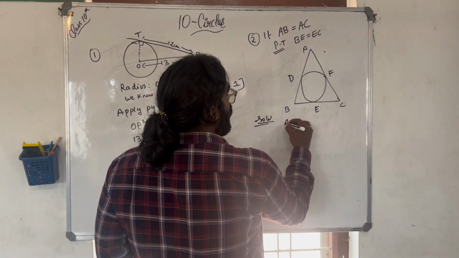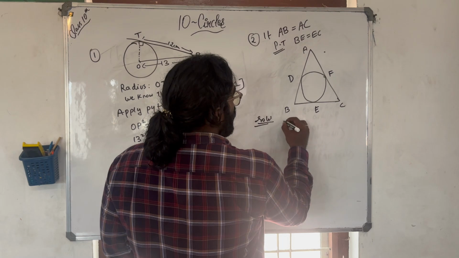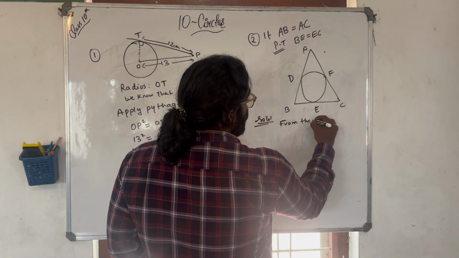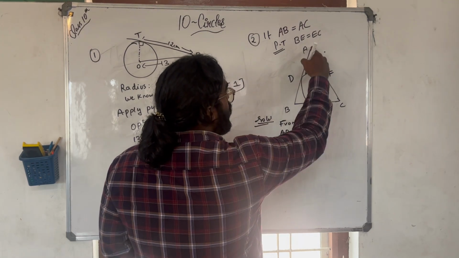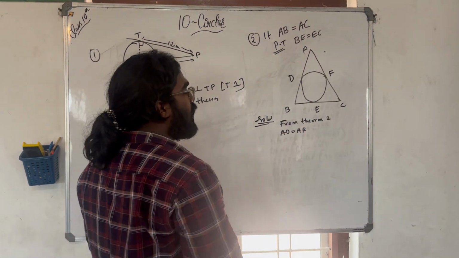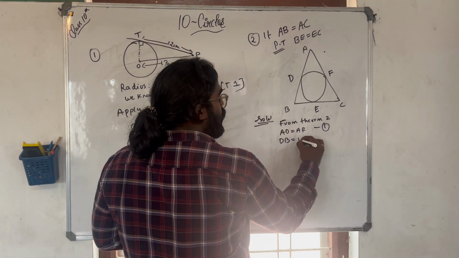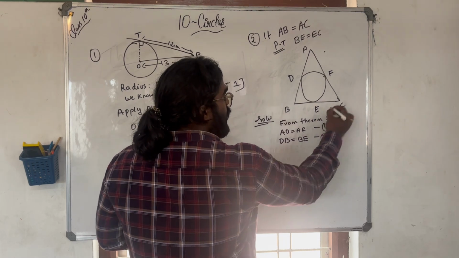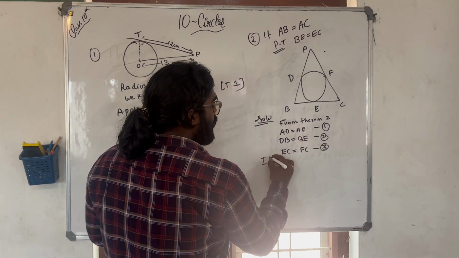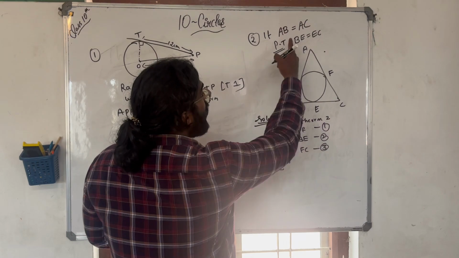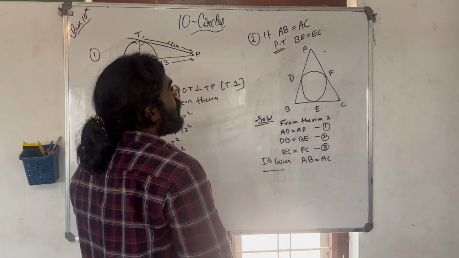First we know that from external point theorem, that is theorem 2, AD is equal to AF. This AD is equal to AF, you know, external point. So that is equation number 1. Then DB is equal to BE, equation number 2. Then EC is equal to FC, equation number 3. Now it's given. What is given to you? AB is equal to AC is given to you.